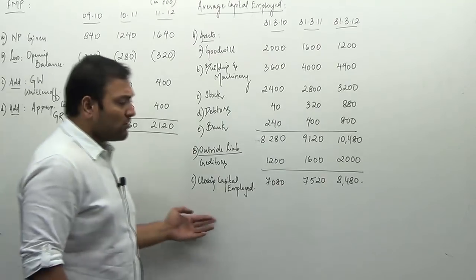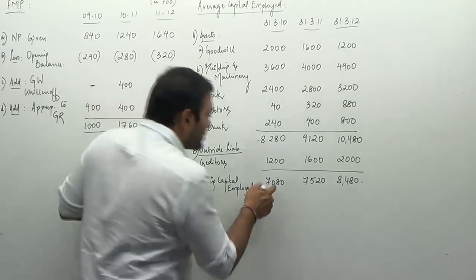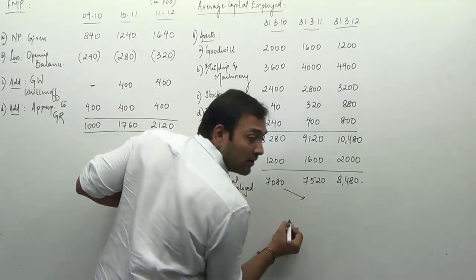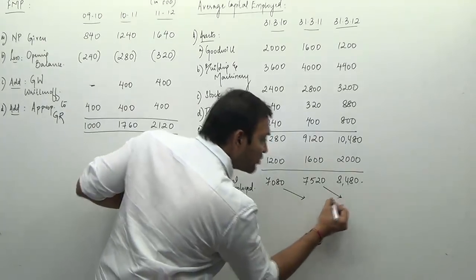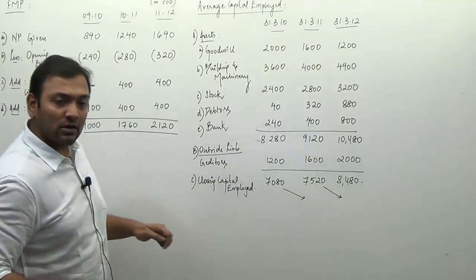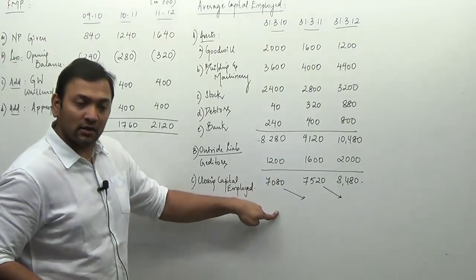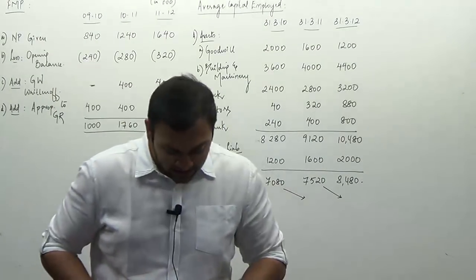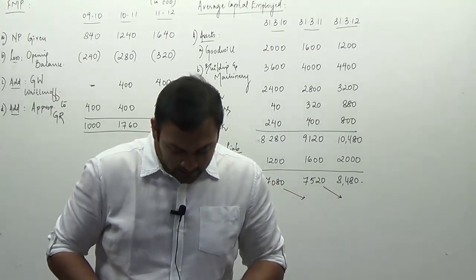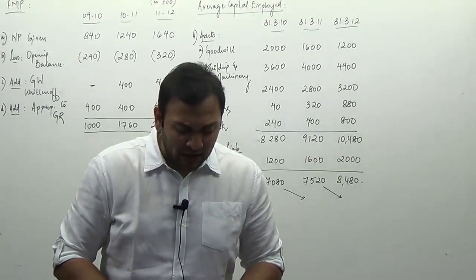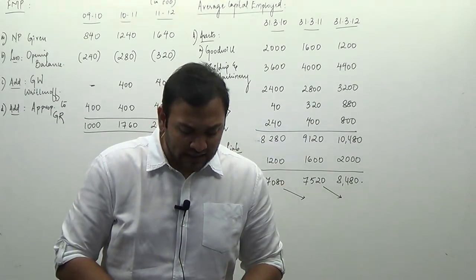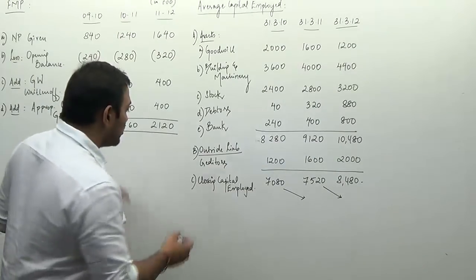How to get average now? This closing will become next year's opening. So what is missing? Only first year's opening is missing. First year's opening he has given somewhere. Check. Yep, the opening capital employed at the beginning of 2019 at its market value is 7,320.